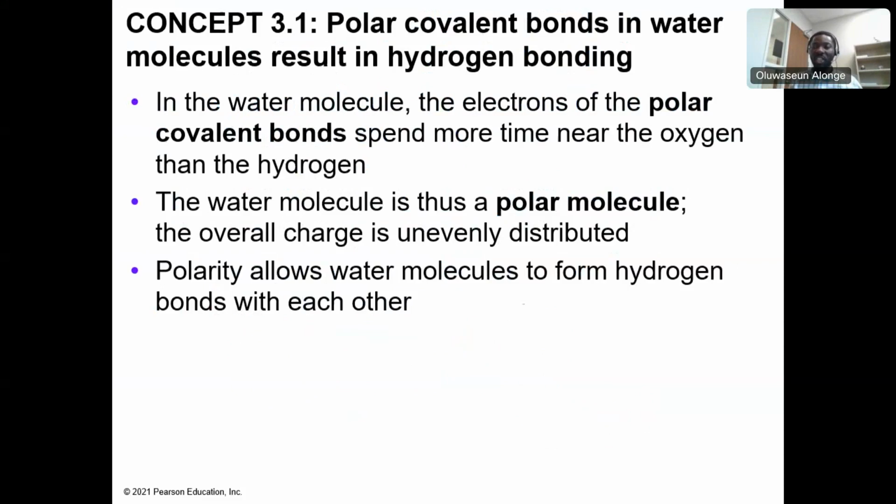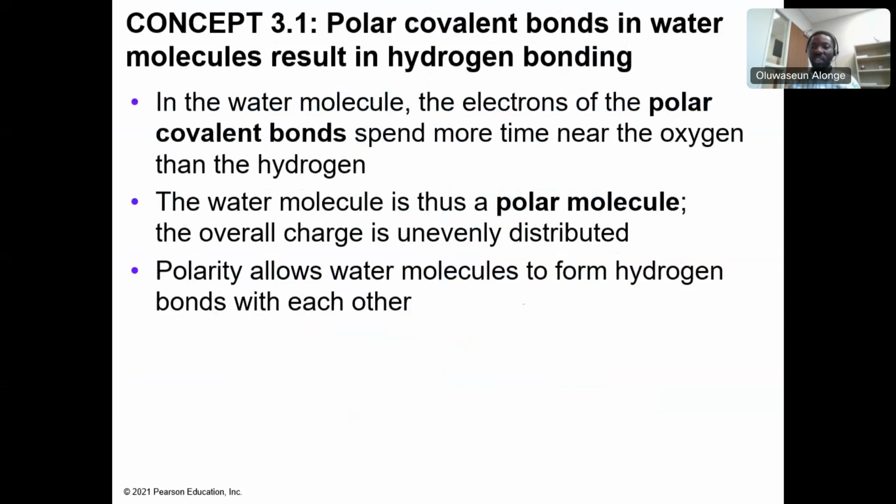When electrons are shared equally between two elements, it means they both share the electron equally, and that is called non-polar covalent bonds. And I told you that when electrons are shared unequally, it is called a polar covalent bond. And that happens when there are two elements and one of the elements loves electrons more than the other element. So oxygen is an electronegative element. It has high electron affinity compared to hydrogen.